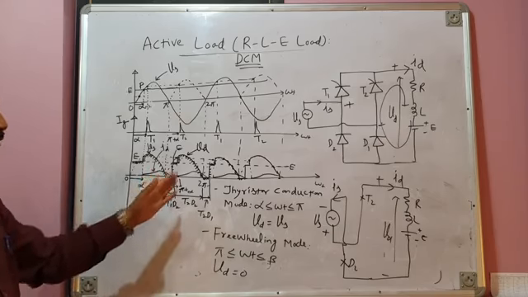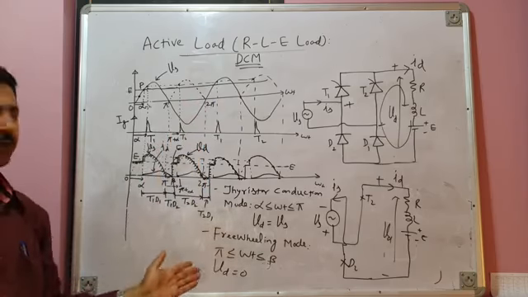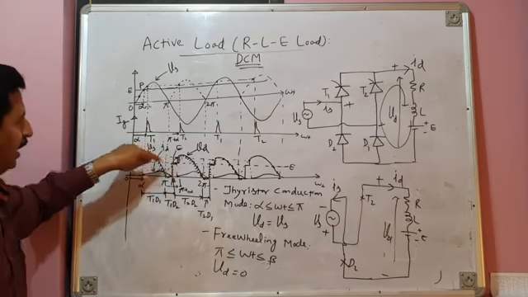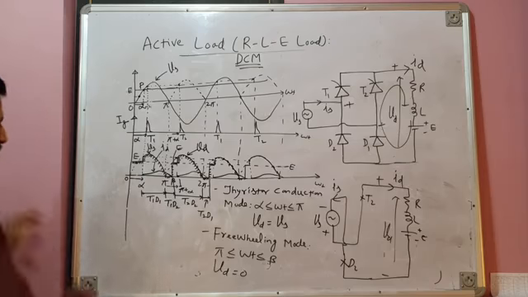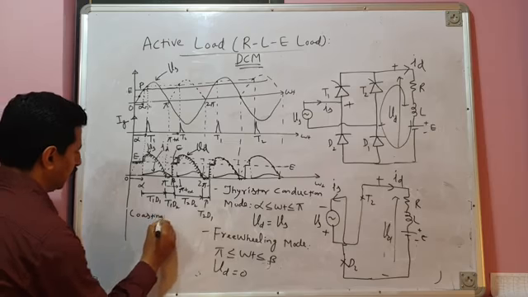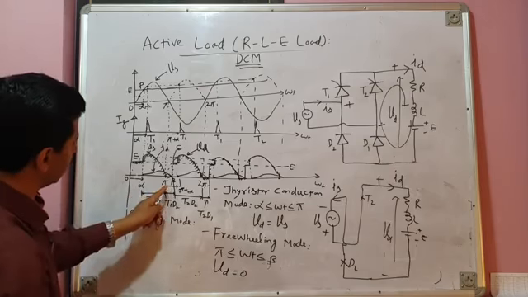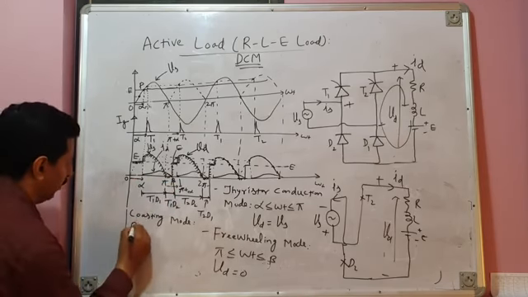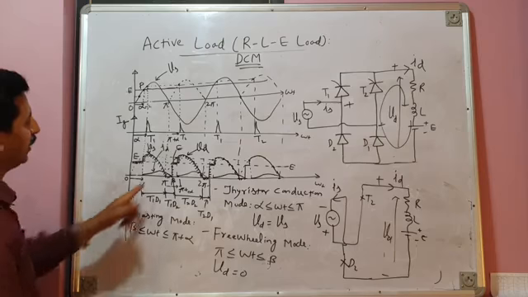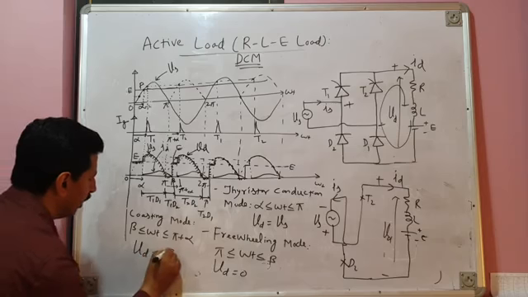And during this period, all the four devices are off, the converter is off, and the load is disconnected from the source. And what is load voltage? Load voltage is equal to its own voltage E. And this period is called coasting period or coasting mode. And this coasting mode is from beta to pi plus alpha, beta less than or equal to omega t less than or equal to pi plus alpha. And during this coasting mode, load voltage is equal to E.